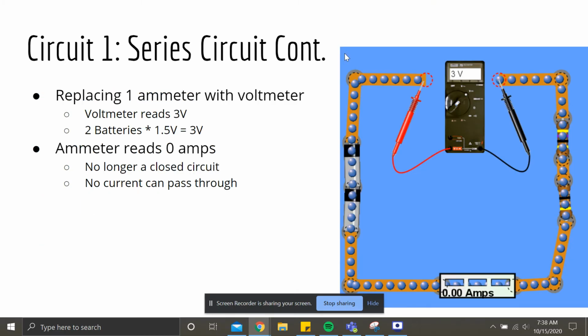Next, we replaced one of the ammeters with a voltmeter. This voltmeter measured the voltage drop to be about 3 volts, the combined voltage of the two 1.5 volt batteries. Because this is no longer a closed circuit, the ammeter read 0 amps.